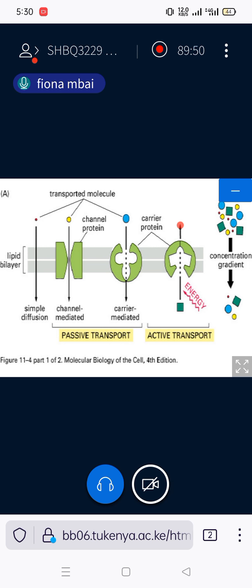Are we clear on this? On the three types: diffusion, channel mediated, carrier mediated, and also the distinction between passive and active transport. Those are three concepts which we've talked about, all put together in one figure. Can I have feedback, please? Yes or no?